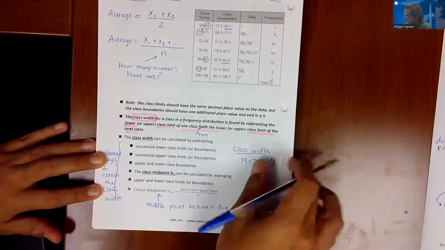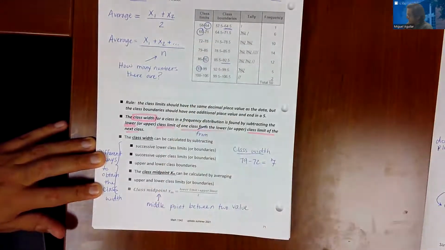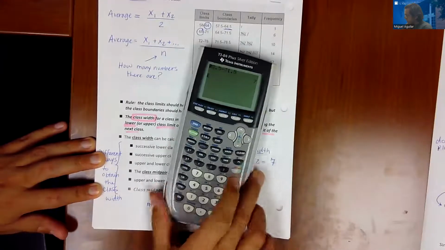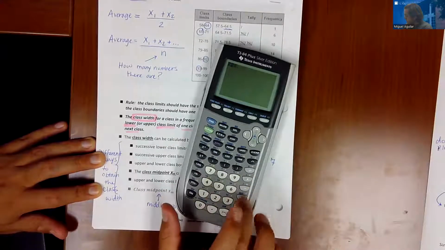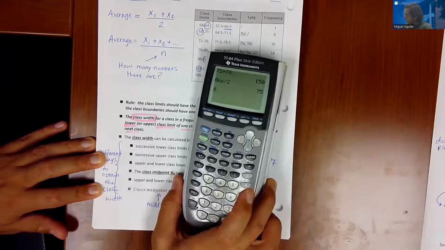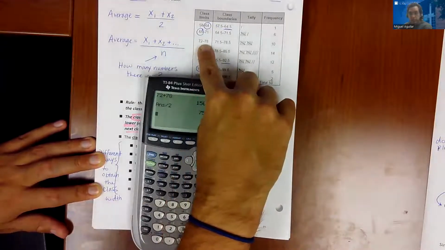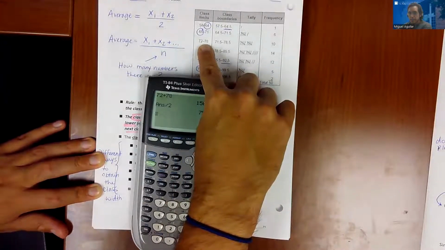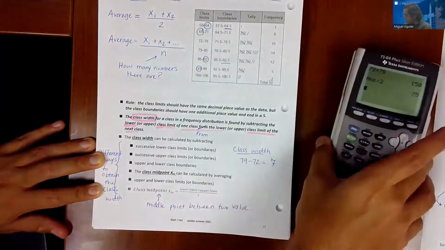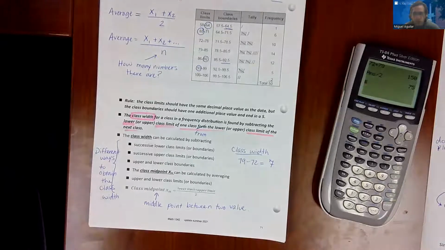So just as an example, we could find the midpoint between 72 and 78 by averaging them, right? So 72 plus 78 divided by 2, we get 75. And sure enough, 75 is positioned right in between those class limits. It is the midpoint of those classes. Does anybody have any questions about that material?